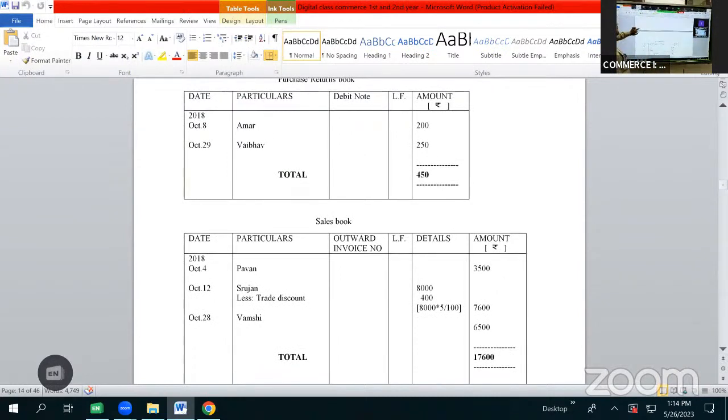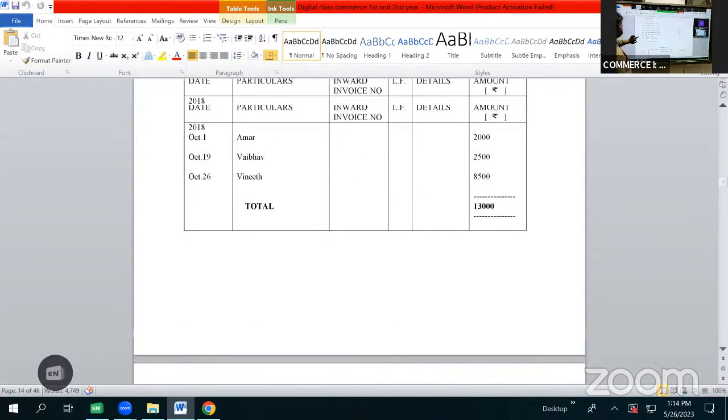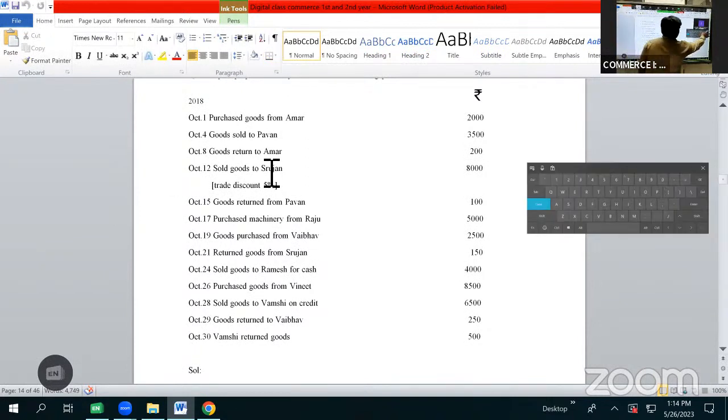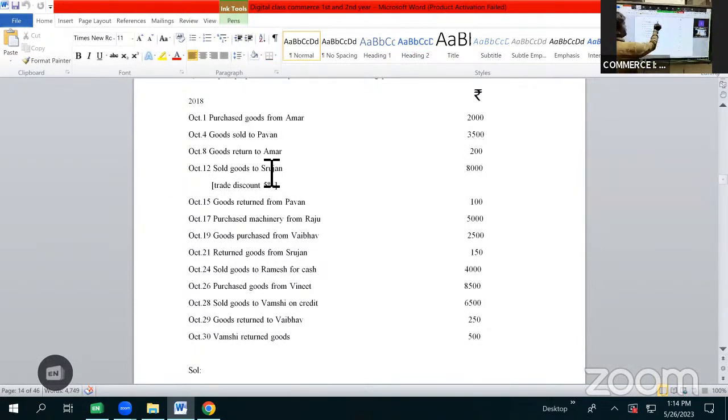In particulars column we will write Pawan, and the amount 3500 will be shown in amount column. Then after October 4, we have a transaction on October 8, goods returned to Amar. First we will check with the name Amar. So we will check with previous transactions. With Amar we have purchased goods. So it was a transaction of purchases. Now it becomes a transaction of purchase returns. So this will be posted in purchase returns book as October 8.